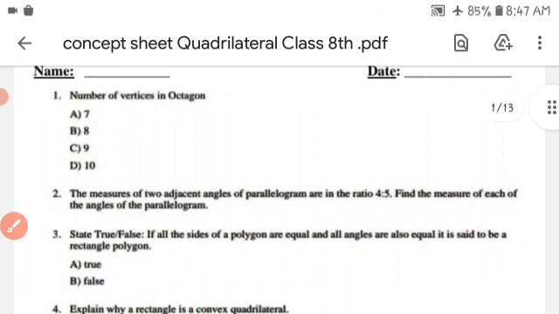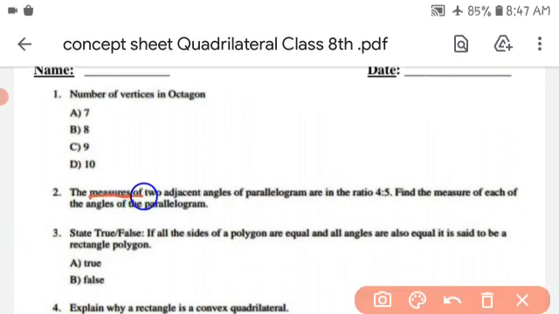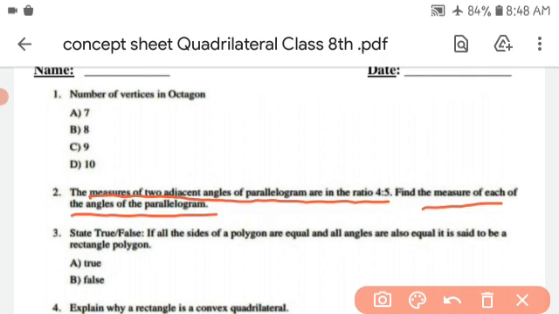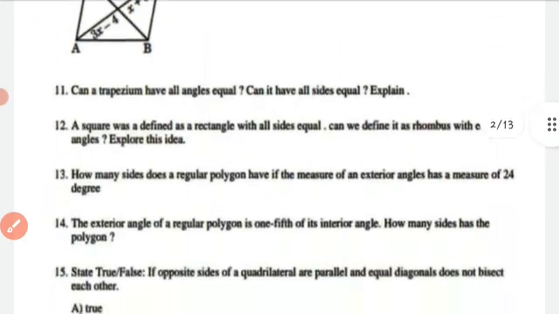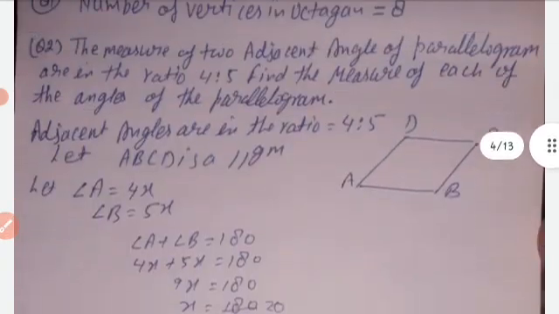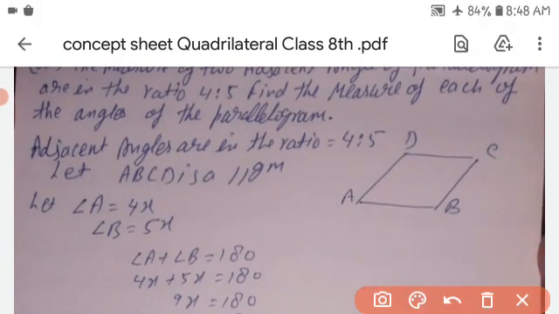The measures of two adjacent angles are in the ratio 4:5. Find the measure of each of the angles of the parallelogram. Now look at the solution, children. Here, adjacent angles are in the ratio 4:5. Now let angle A be equal to 4x and angle B equal to 5x.